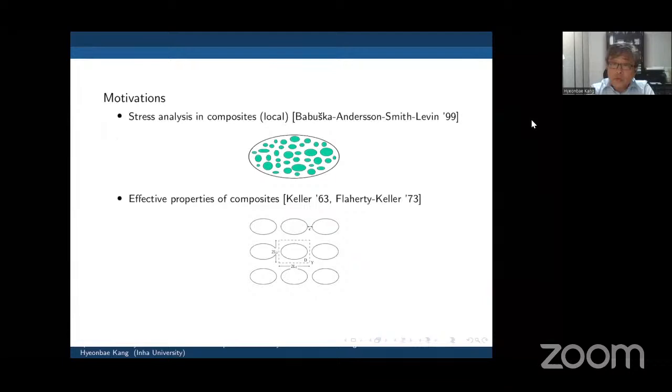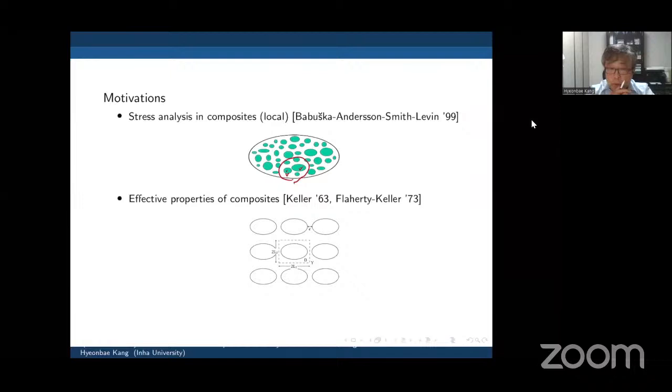The motivation for this problem comes from two problems. One is stress analysis in composites, done by Babuska and Andersson, Smith in 1999. For example, these two inclusions are located very close to each other, and the stress becomes large. In between these two inclusions, the stress, the gradient, becomes very large, and that causes the failure of the composite. So this is one reason. And among all the others, the interaction between only two inclusions matters. So we took two inclusions and considered the two-inclusion problem.